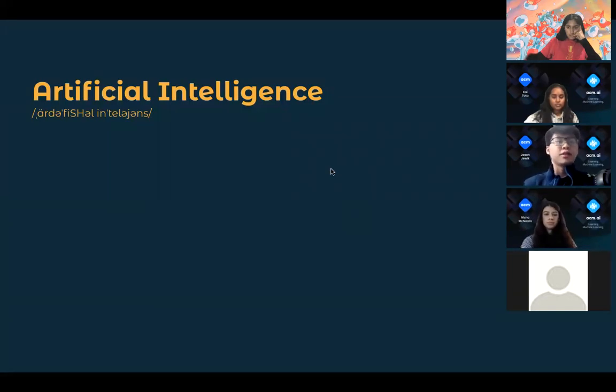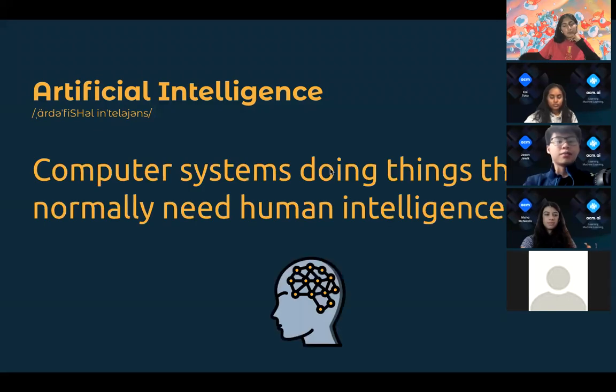So now that we've gone through some examples, let's try to get a handle on a definition for artificial intelligence, because that's as good a place as any to start talking about the rest of today's topics. And what we're going to say, this is our proposed definition, is that artificial intelligence is when computer systems do things that normally need human intelligence.